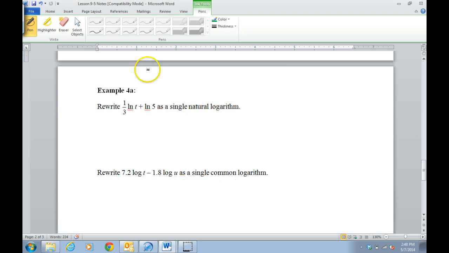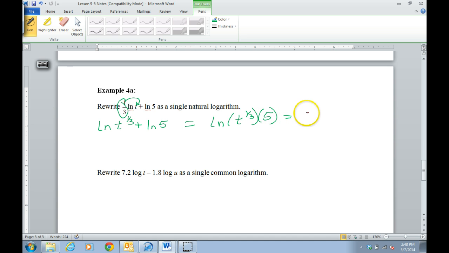All right. So for this part it says rewrite 1/3 natural log of t plus natural log of 5 as a single natural logarithm. Is that basically the same thing we just did? This is going to be our power now, right? 1/3 is going to go to that. So it'll be natural log of t to the 1/3 plus natural log of 5. So we have a plus. What's going to happen? Multiply. So it'll be natural log of t to the 1/3 times 5, which written a little bit prettier would be 5t to the 1/3.